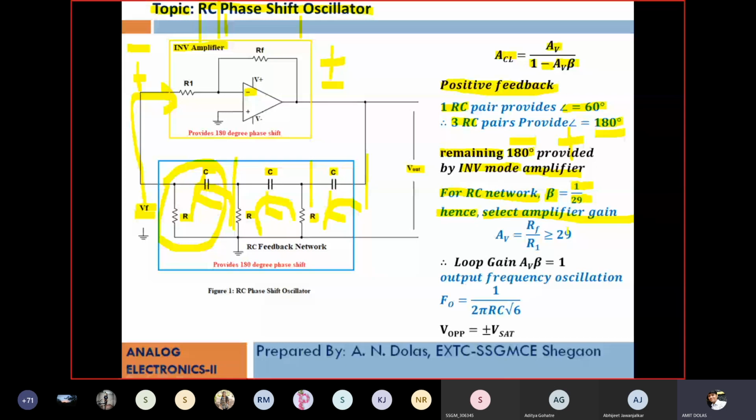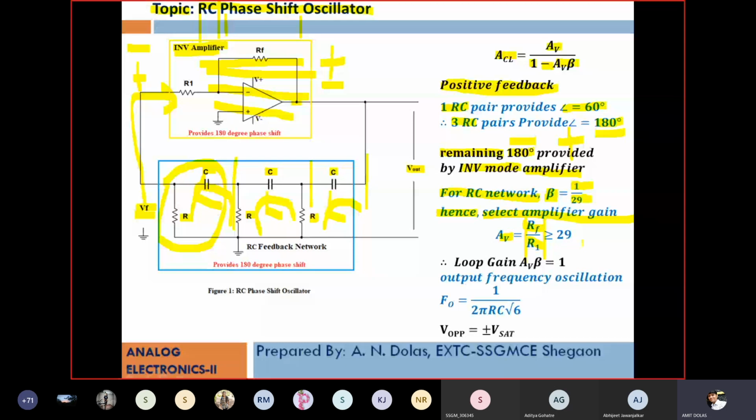What is the amplifier gain? You know what is a non-inverting and inverting amplifier. For the inverting amplifier, V0 is equal to minus RF upon R1 into V in. So the gain of the amplifier is RF upon R1, and the minus sign shows 180 degree phase shift. So RF by R1 will decide the gain of this circuit, that is the amplifier. So it must be slightly greater than 29. Setting exactly 29 will not be sufficient practically.